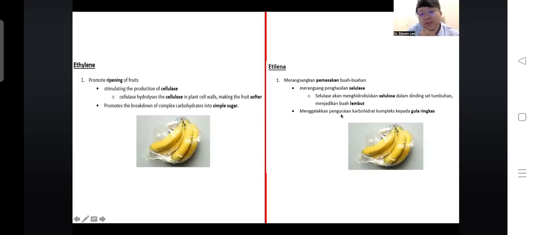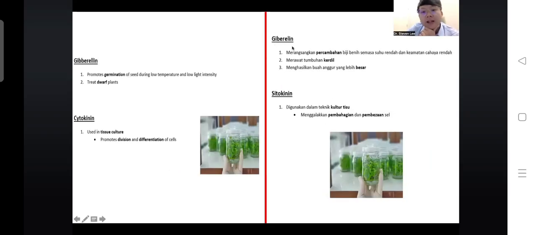This one we already explained last week, so I don't have to explain again. Gibberellin merangsangkan percambahan biji benih semasa suhu rendah ataupun keamanan cahaya yang rendah. Merawat tumbuhan yang kedil, this is dwarf plants, menghasilkan buah anggur, grapes yang lebih besar. Cytokinin digunakan dalam teknik culture tissue, menggerakkan pembahagian dan pembesaran sel. So use it in the tissue culture techniques.